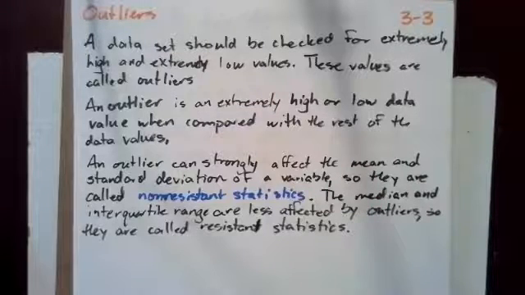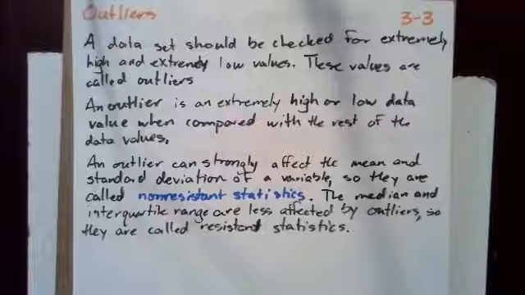In this video, we will talk about outliers. A data set should be checked for extremely high and extremely low values. These values are called outliers. An outlier is an extremely high or low data value when compared with the rest of the data values.